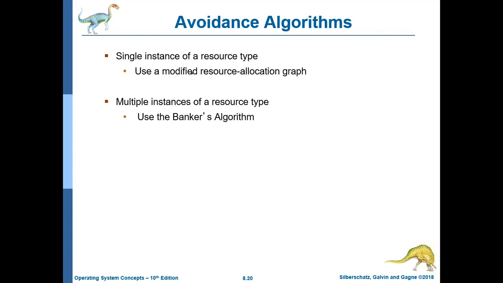Now in avoidance algorithms we need to understand two different types of algorithm. When we have a single instance of every resource type, we use the modified resource allocation graph algorithm, and if multiple instances are there, then we will use Banker's algorithm. We need to understand these two algorithms.